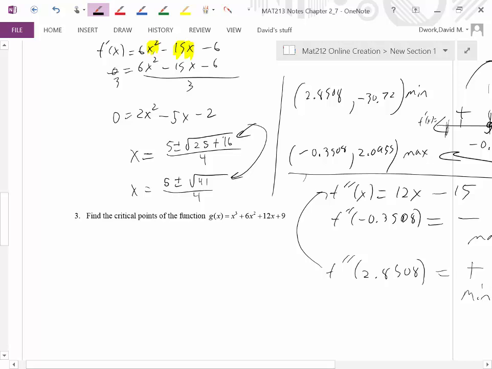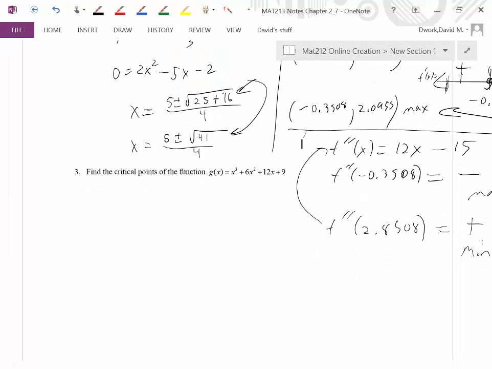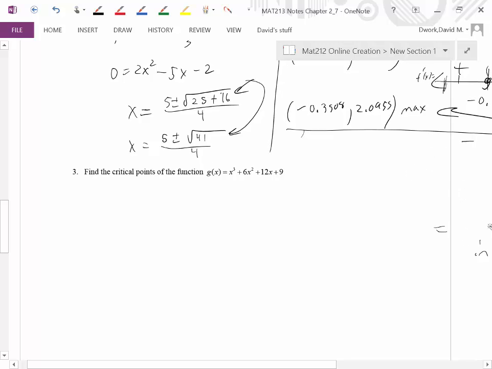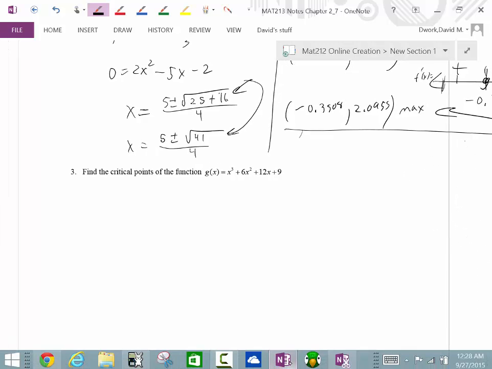Now let's go ahead and look at this next problem. What's interesting about this one? Well, I don't know. Give it a try. Pause the video, see how it goes, and let's see what happens.